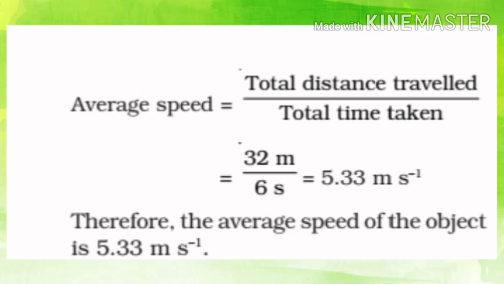Now we are going to use the formula. The average speed is equal to total distance traveled by time taken. So total distance traveled is 32 meter by the time taken is 6 seconds. If you divide both, you will get the answer 5.33 meter per second. Therefore, the average speed of the object is 5.33 meter per second. Like that, you can also change the values and find the solution for a new sum.